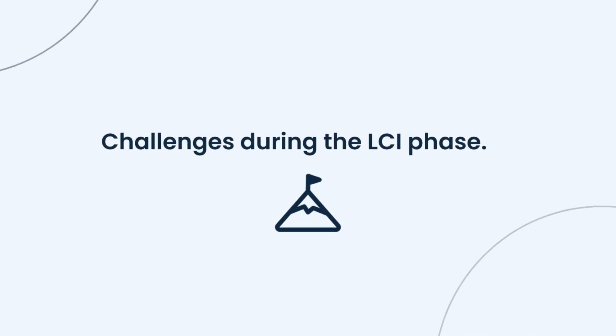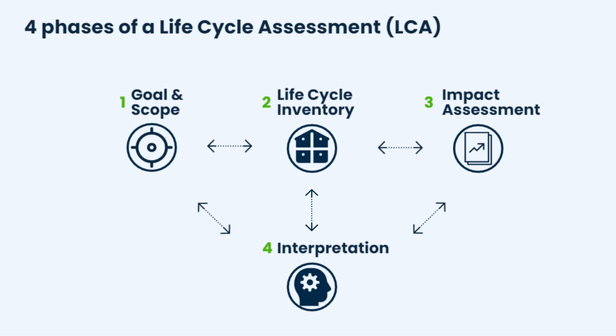Challenges during the LCI phase. You'll likely encounter some challenges during this phase. First, the line between goal and scope and LCI can be blurry. As you're creating your model, inputs or outputs not considered previously might come up, and you might need to change the study's scope. This is where interpretation comes in. We also have a video about that. Remember, LCA is an iterative process.